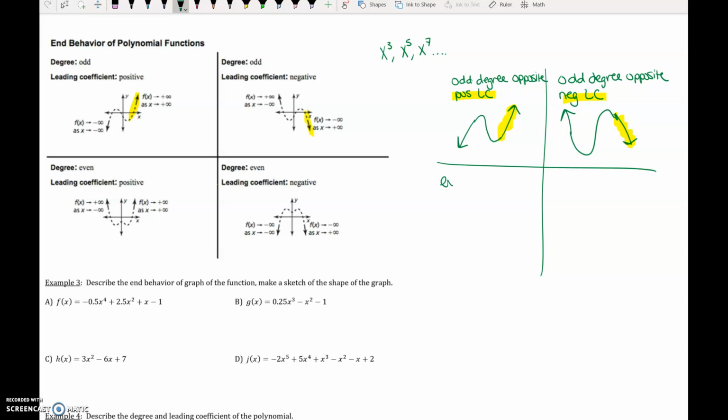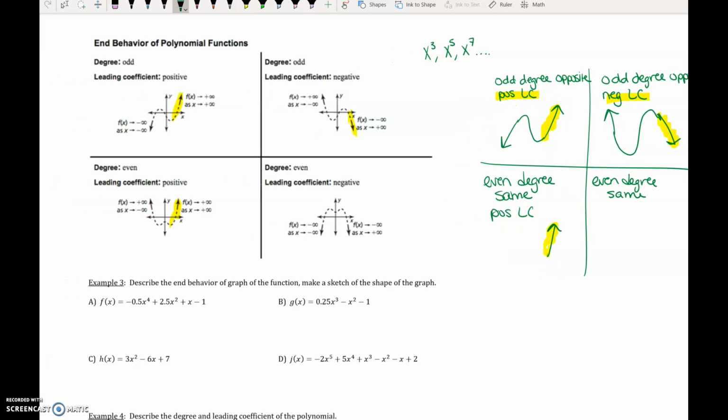Now let's look at even degree. Even degree, the ends are going to point in the same direction. The leading coefficient is still going to do the right side. So in even degree positive leading coefficient, the right side is going to point up. The left side is going to do the same thing and also point up. And these two things might connect like that, like a parabola, like x squared. 2 is an even number. Or there might be extra humps in there and it might make it kind of W-shaped.